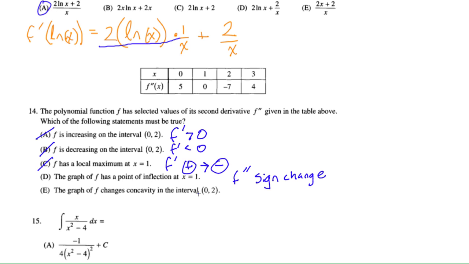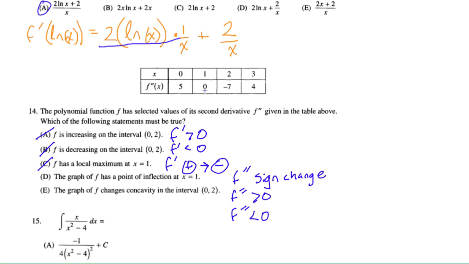And then concavity. So let's just assume concave up. F double prime is greater than 0 or less than 0. One of those. All right, so to have an inflection point, it needs a sign change.